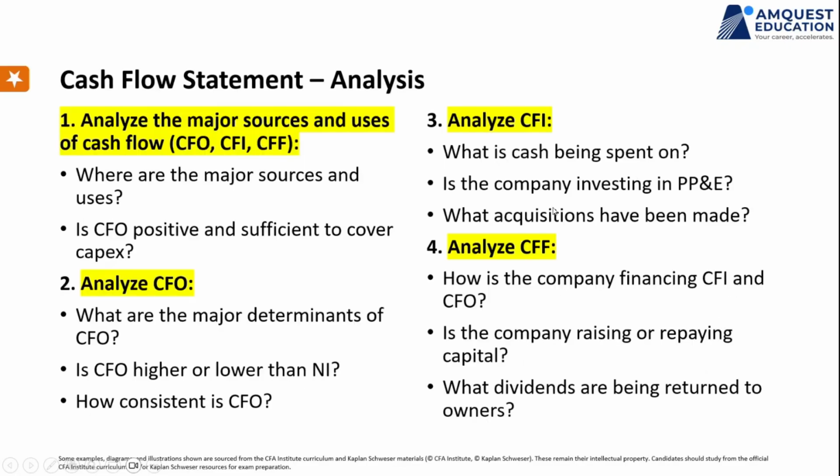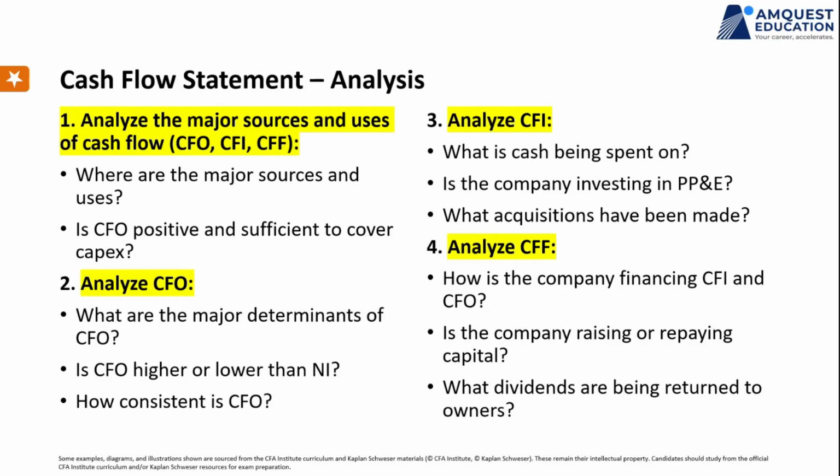Now, when we analyze the cash flows, CFO is important. Cash flow from operations is the most important cash flow that we are looking at. What are the major determinants of cash flow from operations? Is operating cash flow higher or lower than net income? And how consistent is cash flow? You would want your company's cash flow statement to be very consistent, which means operationally the company should keep generating money.